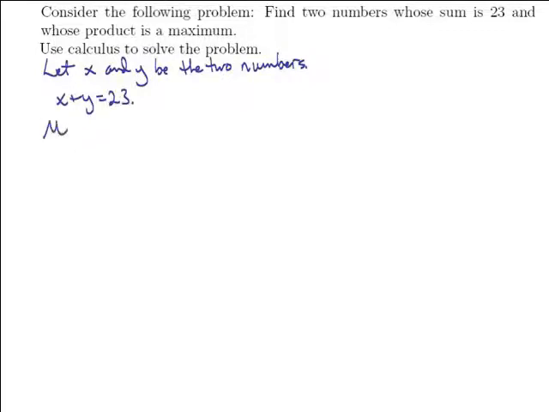We want to maximize the product. So we want to maximize, we'll call it P. That stands for product, another very original variable name. And that's going to be x times y. Well, the problem here is that P is a function of two variables.